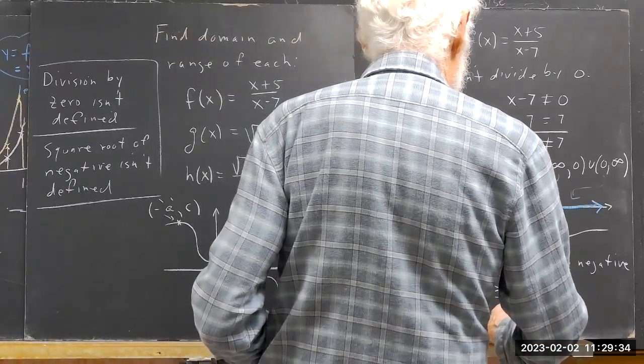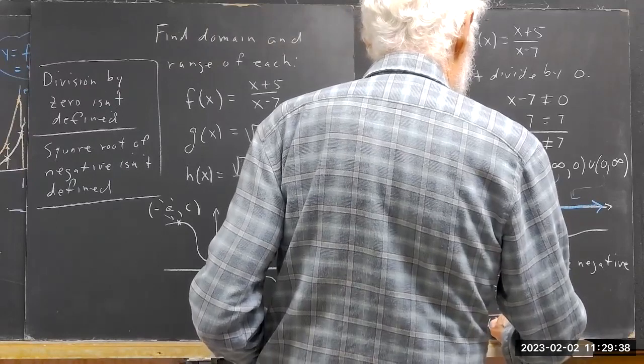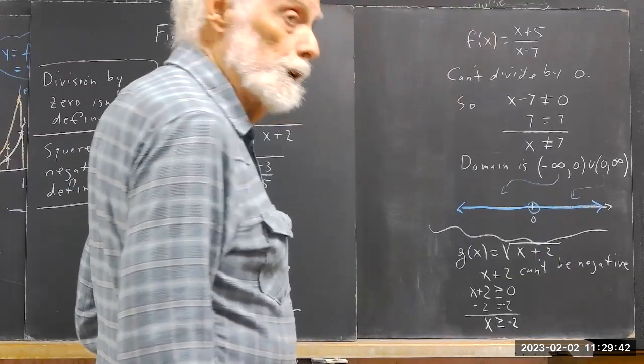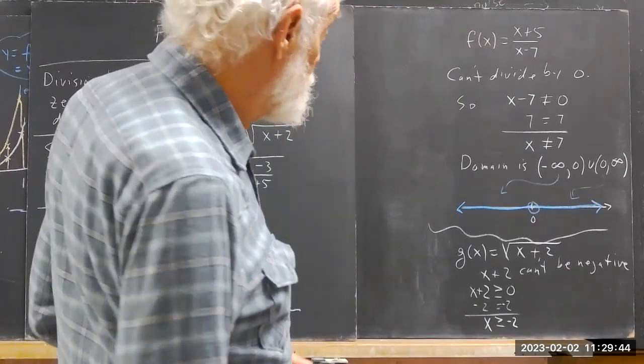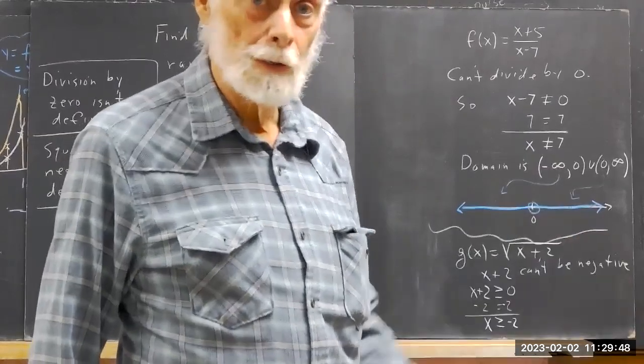We get x is greater than or equal to negative 2. It's that simple. We write down whatever's inside the square root and say it has to be greater than or equal to 0.